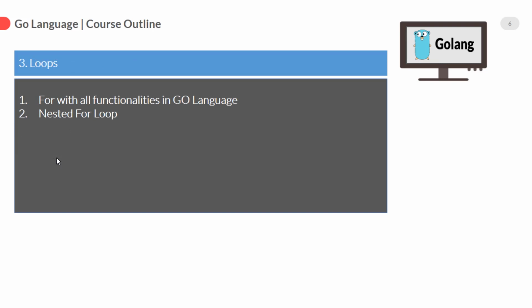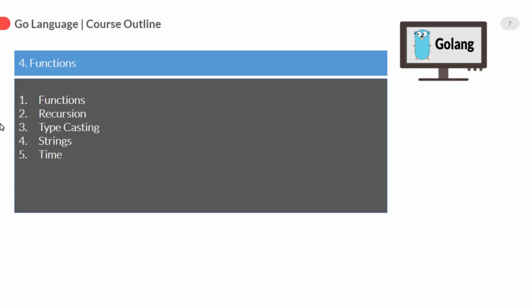Loops, for with all functionalities in Go language. Basically, for is the only loop in Go language. Nested for loop with example of bubble sort.